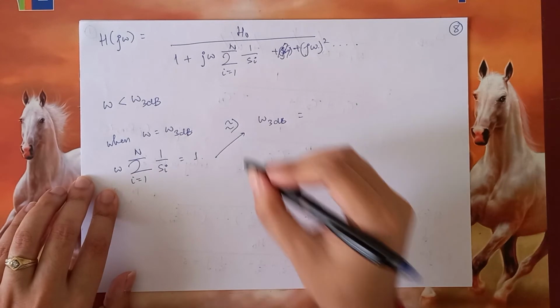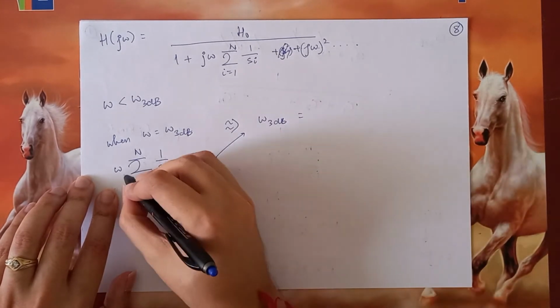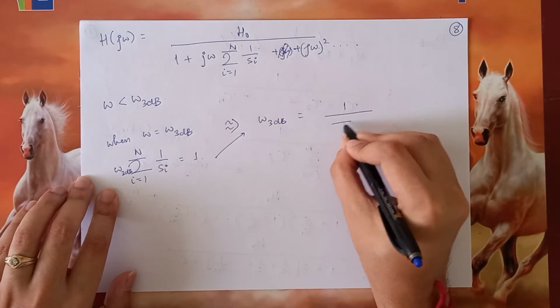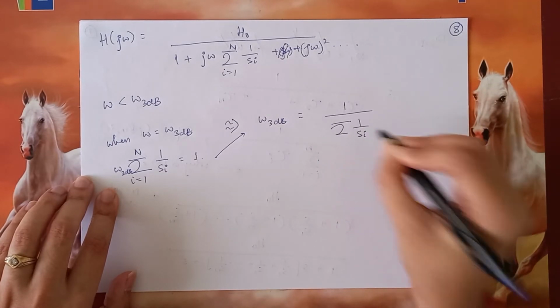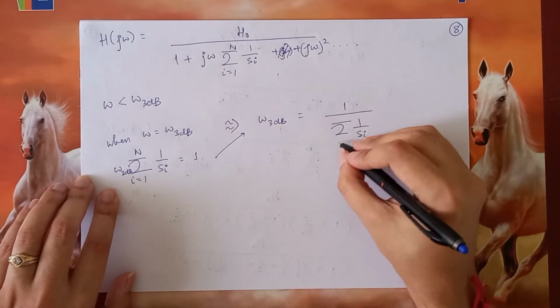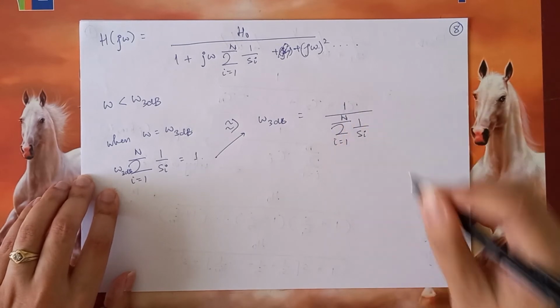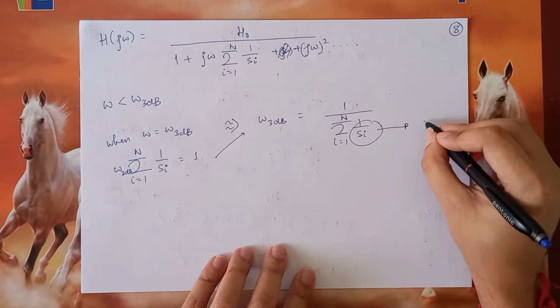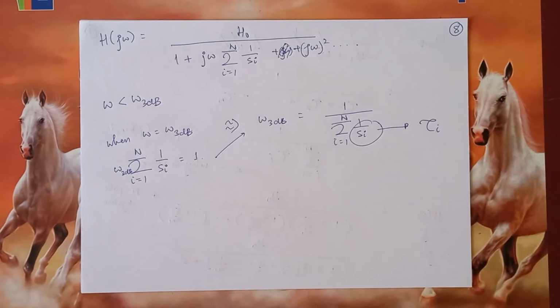So using this, I can say that the omega 3 dB will be equal to 1 by summation of 1 by Si. And as you can see for yourself, the Si is the same as tau I, which is the time constant. So therefore this is an approximation which we are using. It's not just an approximation, it's a pretty decent estimate.